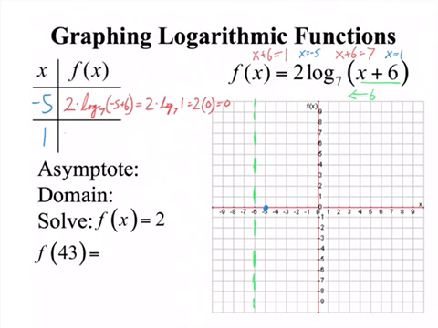Next, I'm going to have 2 times log base 7 of 1 plus 6, which is equal to 2 times log base 7 of 7. And log base 7 of 7 is 1, so that's 2 times 1, which is 2. So I have a coordinate of 1, 2. With those two dots, I can see the graph.